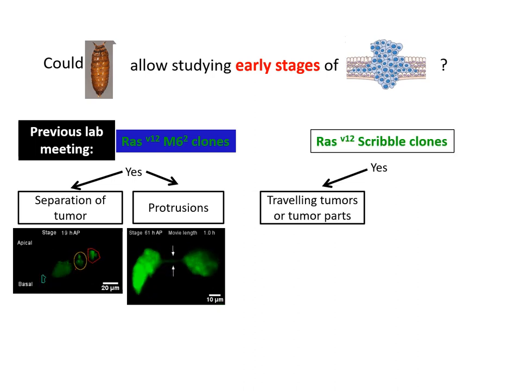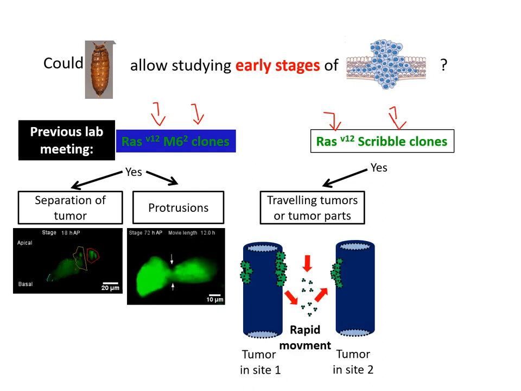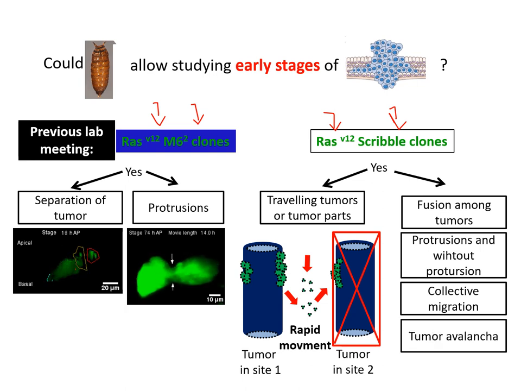When you use RAS, B12, and a tricellular junction, and here you have RAS, B12, and Scribble, and again, we found that some cells were able to travel. We then found that they were properly attached. And I'm going to show you that when you study RAS and Scribble, this combination, you have even more cell behaviors.